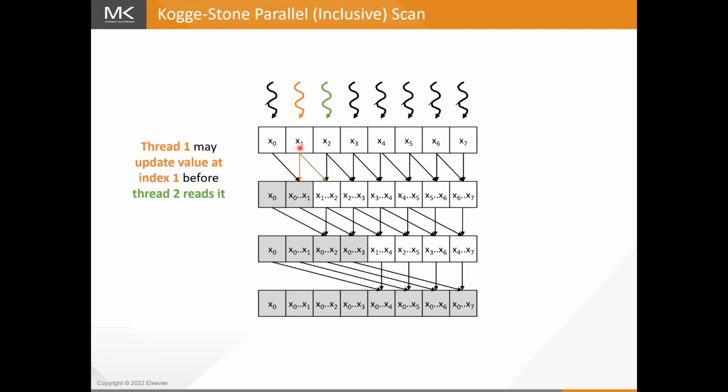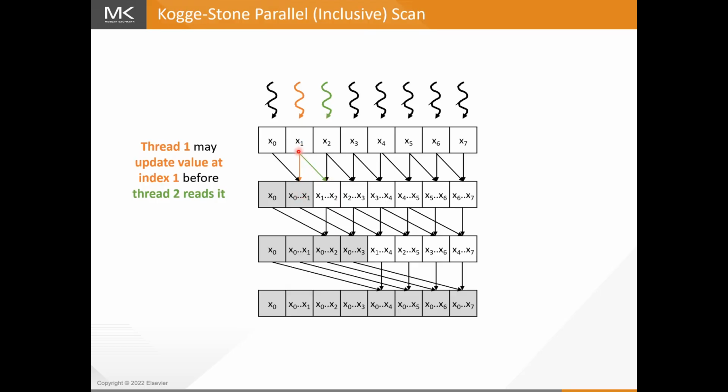So what could happen is thread 1 could read x0, could read x1, and then write x0 plus x1 to that location before thread 2 reads x1. And if that happens, then thread 2 will end up reading x0 plus x1 instead of reading just x1. Is this clear? If thread 1 reads x0, reads x1, adds them, and then writes the result of x0 plus x1 to this memory location before thread 2 reads x1.